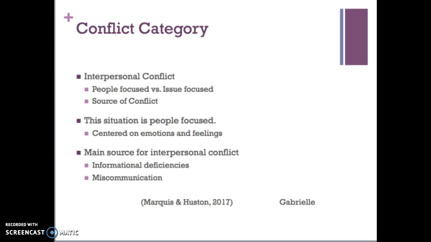One of the main sources for interpersonal conflict is informational deficiencies or miscommunication, which I believe was the cause of conflict in this situation. As I am usually assigned to general surgery rather than orthopedic surgery, I am not as familiar with these doctors' preferences. Therefore, I mistakenly prepped it with betadine rather than the preferred solution due to misinterpretation of the doctor's wishes.